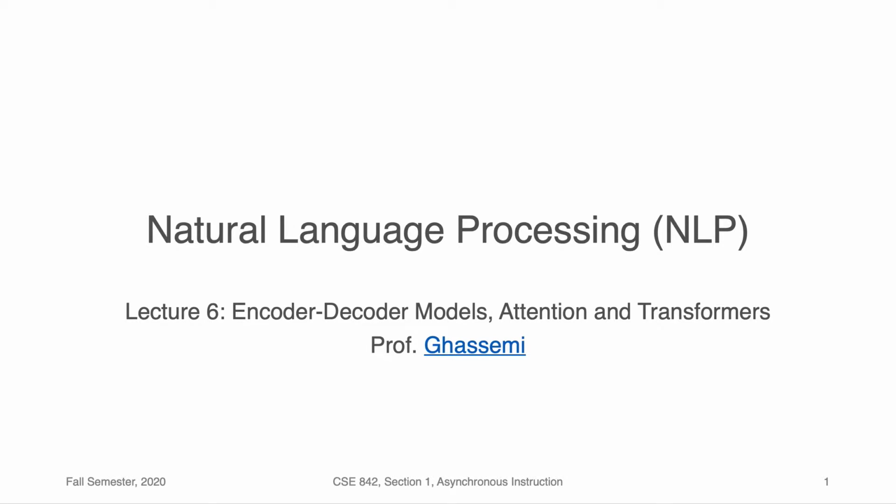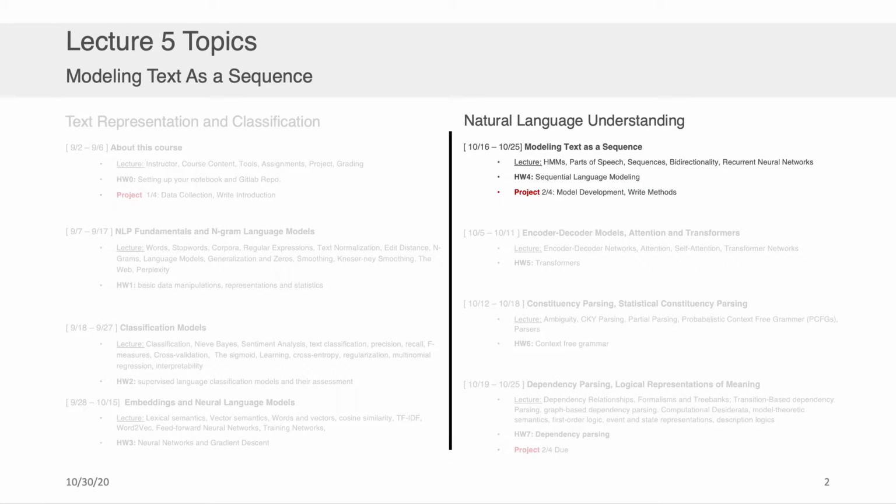We're on the 6th lecture of the course, and this lecture is going to be covering encoder-decoder models, attention, and transformers. So recall that in the previous lecture, we introduced how you go about modeling text as a sequence. We spoke about HMMs, we spoke about bidirectionality in the context of recurrent neural networks, and we also tried our hands out with a very simple recurrent neural network model, an LSTM specifically, in the homework assignment.